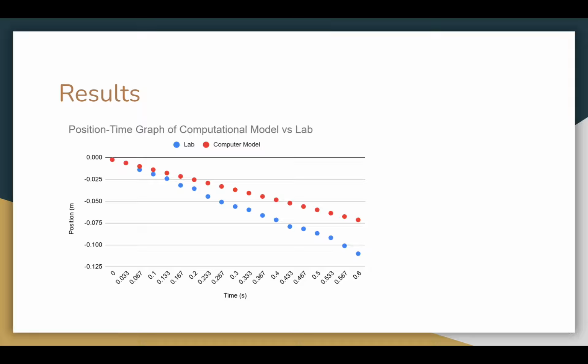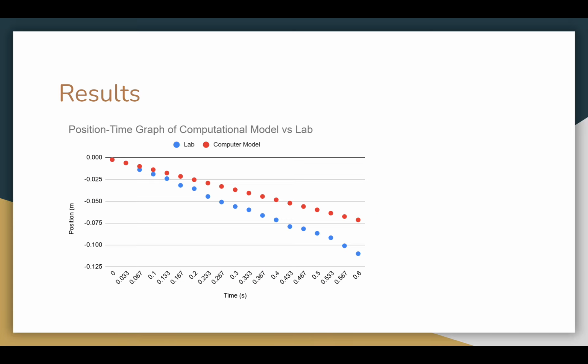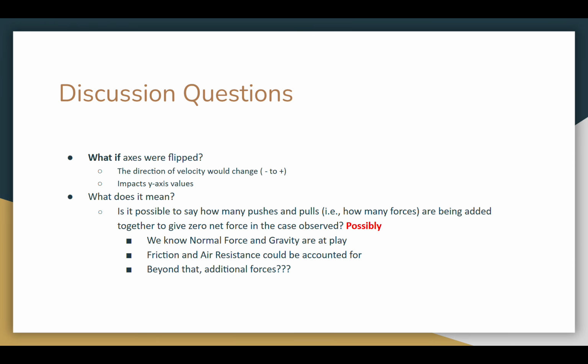And these are the results. The lab is in blue, which is my experimental model, and the red is what the computer did in the simulation. As you can see, there are some stark differences. Around 0.3 seconds, it began to differ a little bit, which could be due to a variety of reasons. I'm a human, so I have human error when finding the point path on the Tracker, which leads to misleading data. In addition, I may have simply rounded wrong, and I failed to account for external surrounding factors such as friction, which have an important role. But initially the velocities are relatively the same, and they do begin to differ eventually.